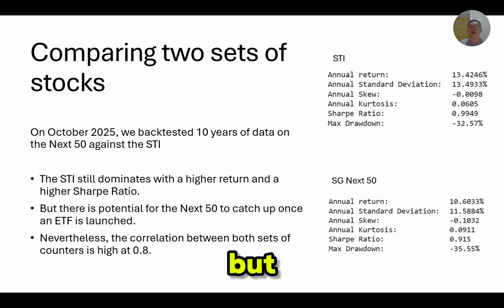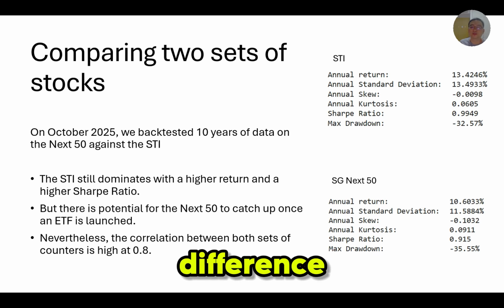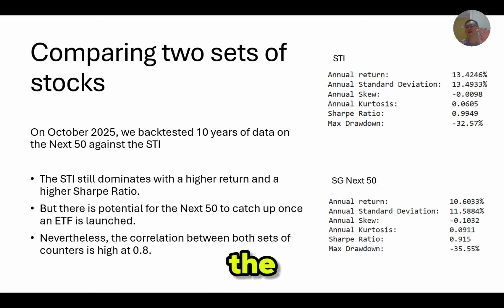Okay, but you don't have to worry so much about the difference because the correlation between the STI and the SG Next 50 is very, very high, right? So generally speaking, STI and the SG Next 50 will go up and down together, all right? And so there's really no need to treat them as a separate kind of index, right? So when I conduct investment classes, I would perform a back test, and I do factor investing for all 80 of the stocks, right? For all 80 of the stocks.